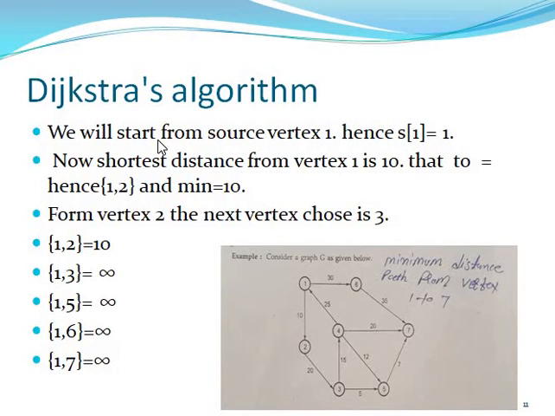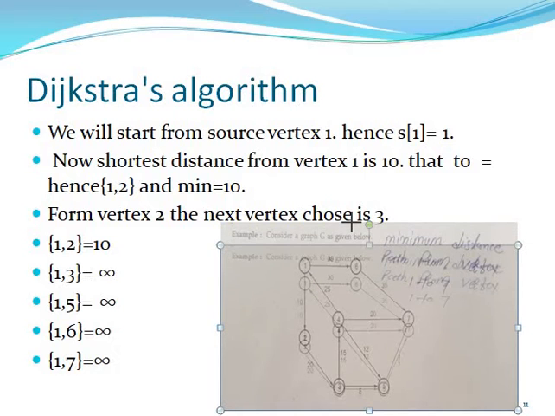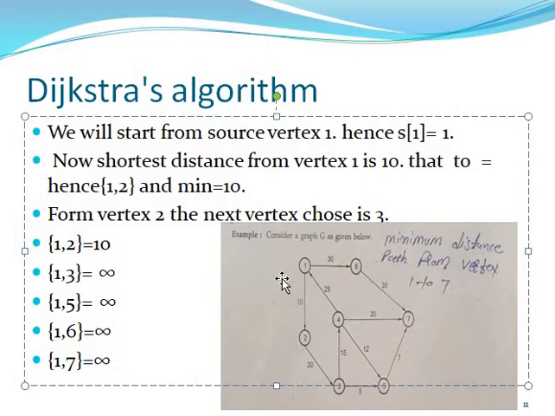So we will start from source vertex 1, and S of 1 is 1. Now the shortest distance from 1 is 10. You can go in this direction also, as you can see here. If you go from 1 to 2 and 1 to 3 also, the minimum distance is 1 to 2, which is 10. So this is the problem of the Dijkstra algorithm. How can you solve that? So we can solve that.